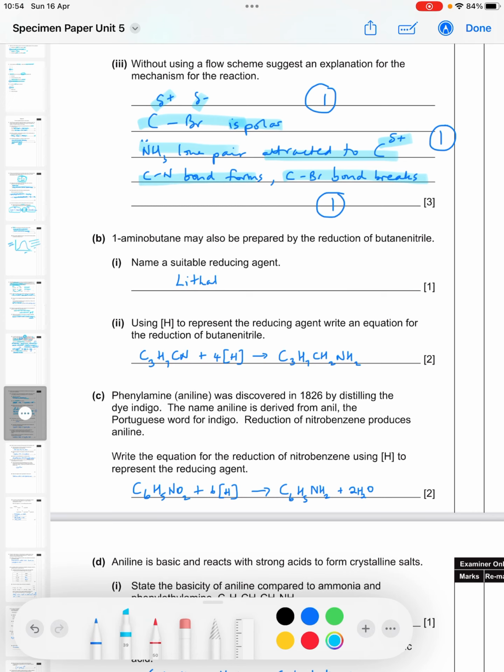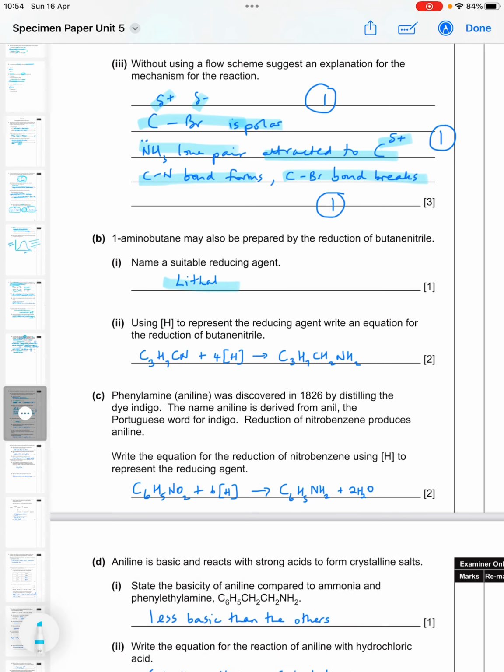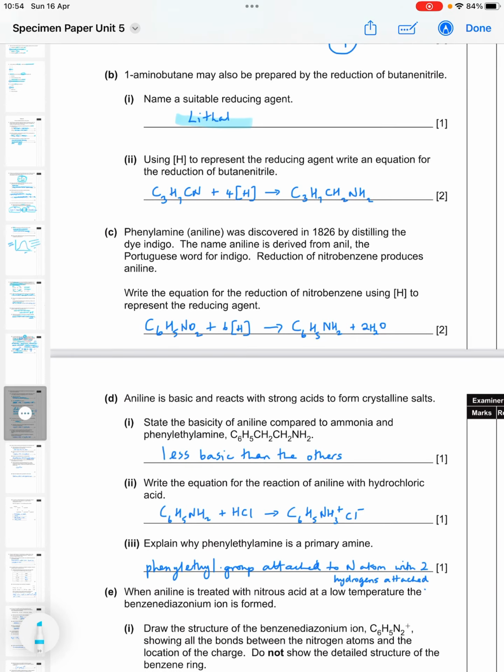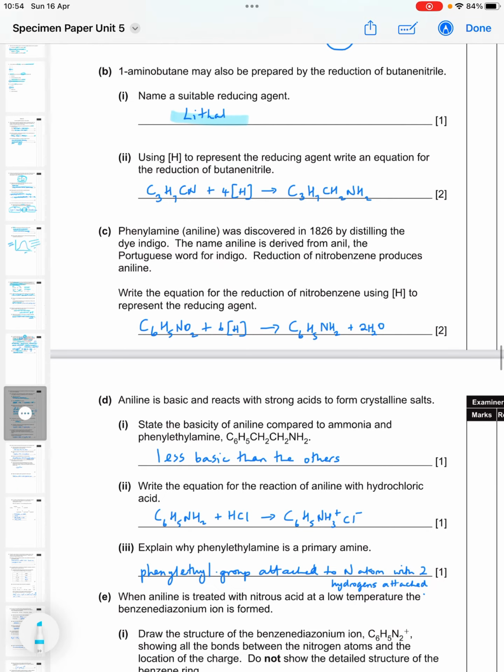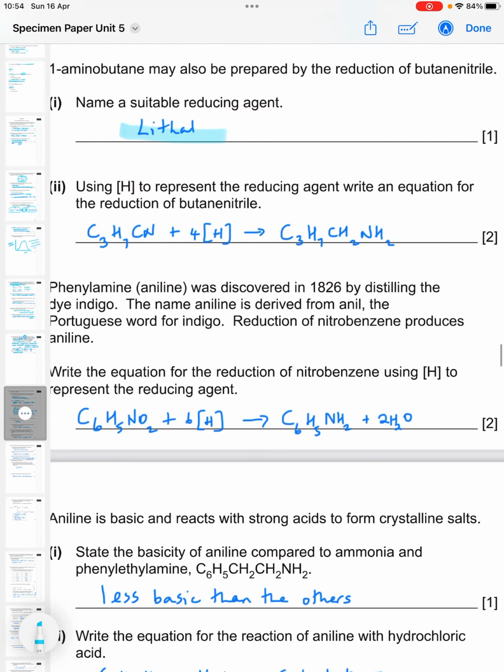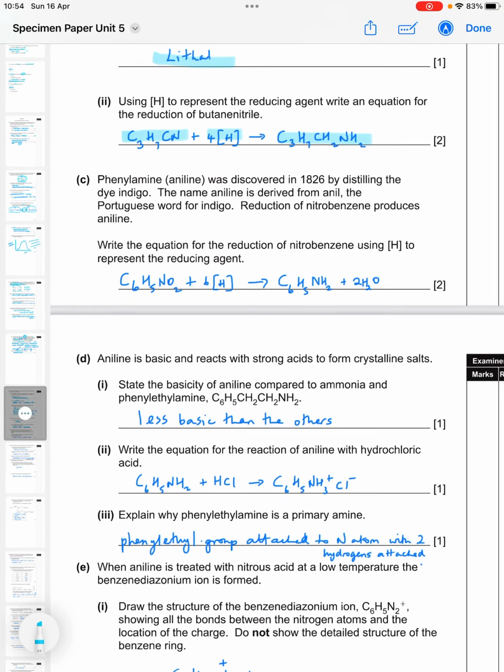1-aminobutane may also be prepared by the reduction of butane nitrile. Name a suitable reducing agent. LiAlH4. And then using H in square brackets to represent the reducing agent, write an equation for the reduction of butane nitrile. So butane nitrile C3H7CN, and we're going to C3H7CH2NH2. So you see there's 4 hydrogens there, so we write plus 4H on the left hand side.